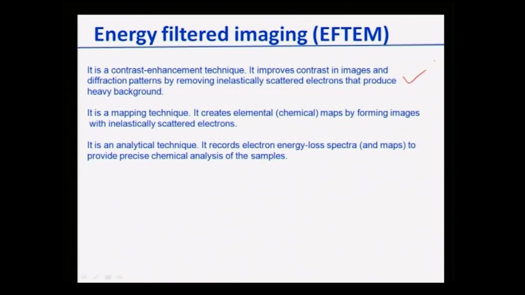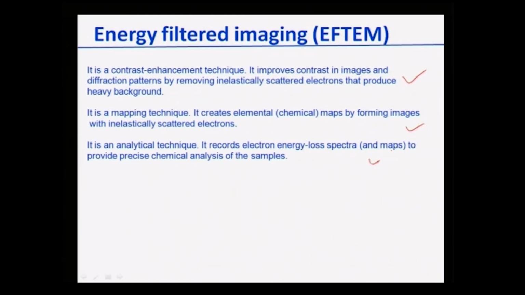The second thing one can do is use the mapping. EFTEM is used as a mapping technique. So this also can be used to create elemental maps by forming images with inelastically scattered electrons at particular energy levels. Also this is an analytical technique. It can record your electron energy loss spectra or even maps to provide precise chemical analysis of the samples. So that is in a nutshell what an EFTEM can do.